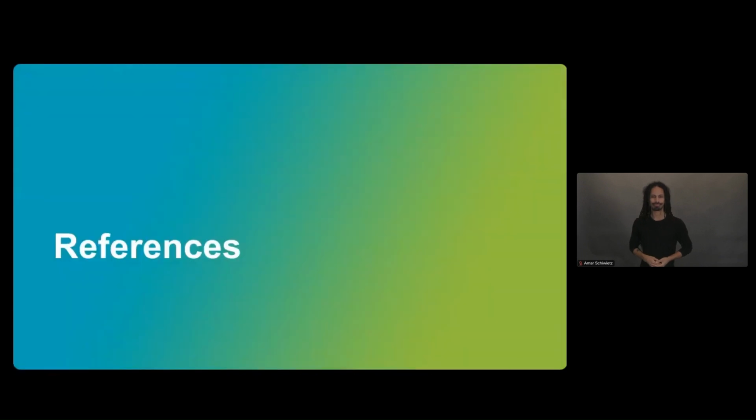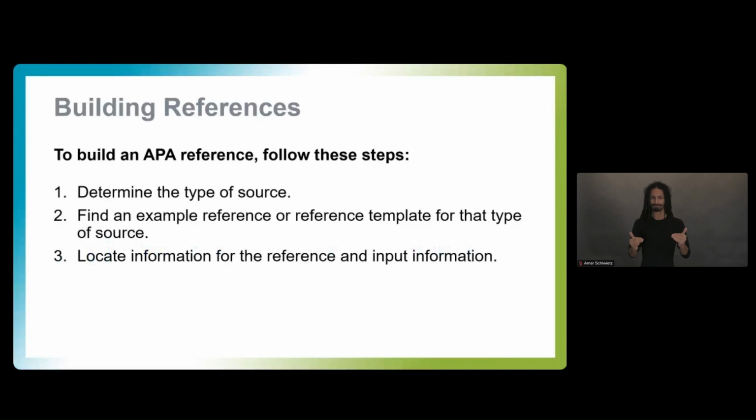All right, so let's move now to building your reference. To build an APA reference, we've provided this 3-step process. Number 1, you're going to determine the type of source.